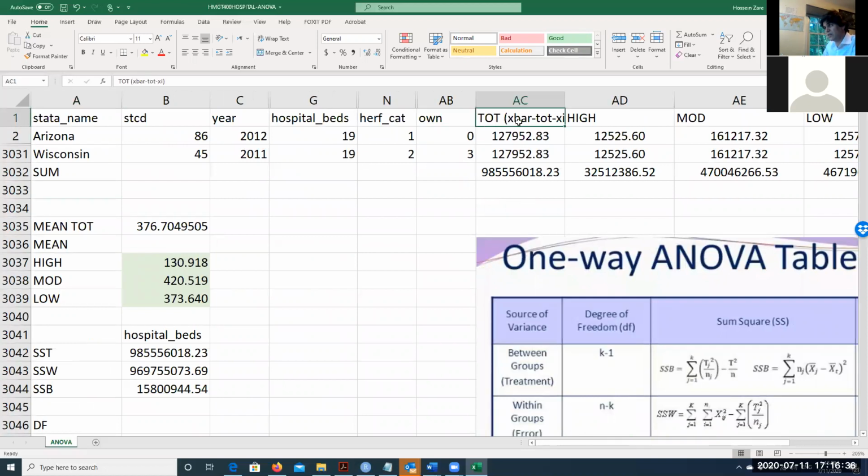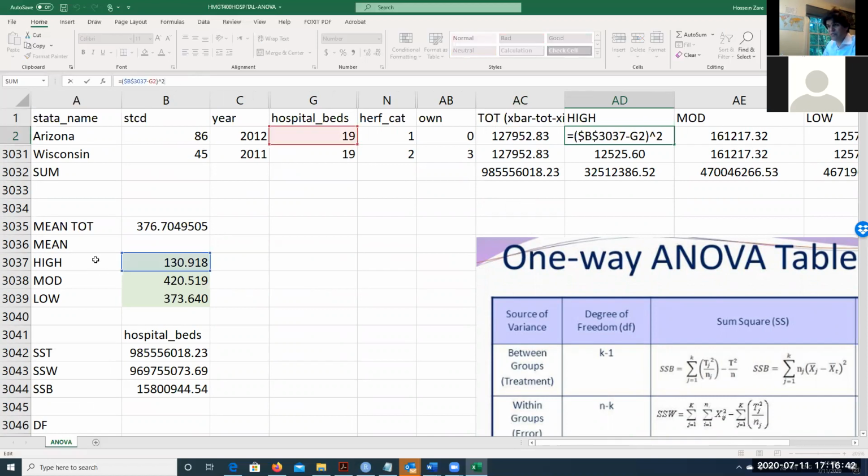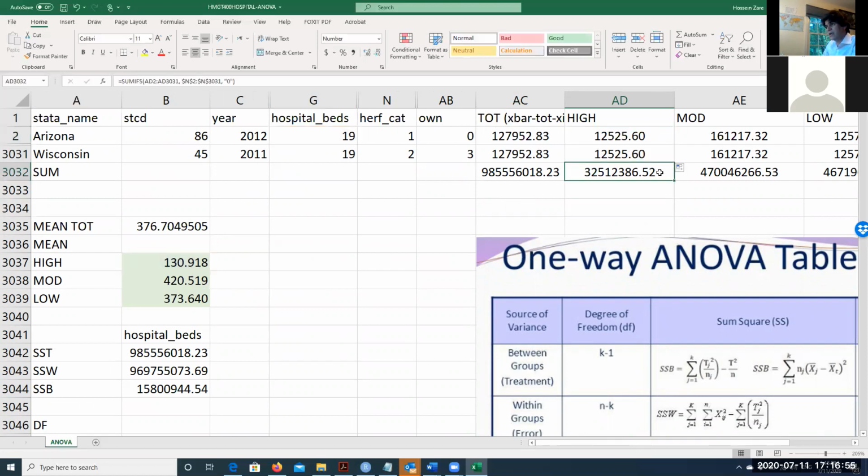This is for total. This is for high. I repeat the same. This time, I have to fix this one: $B$3037 minus G2. The G2 is this one. I do it for 1 and drag it to the end, and then compute the sum, right?